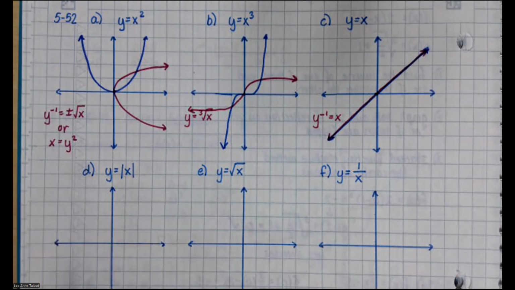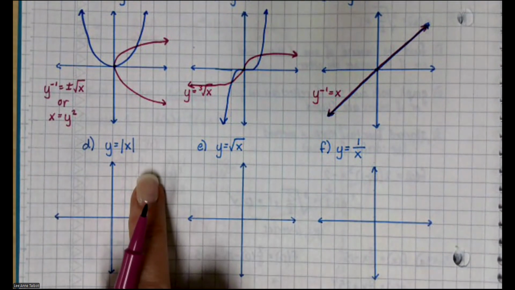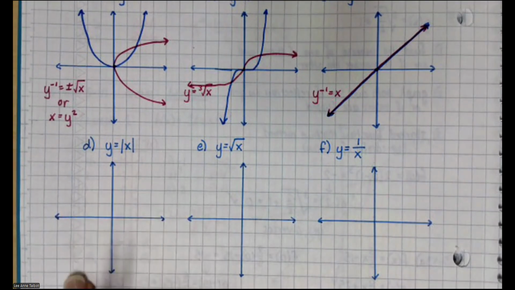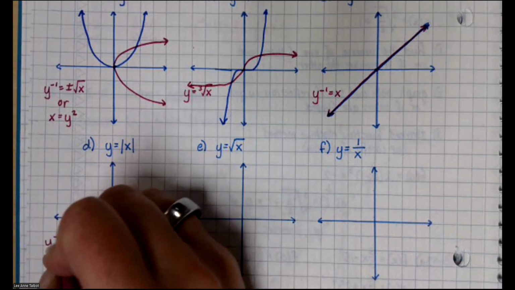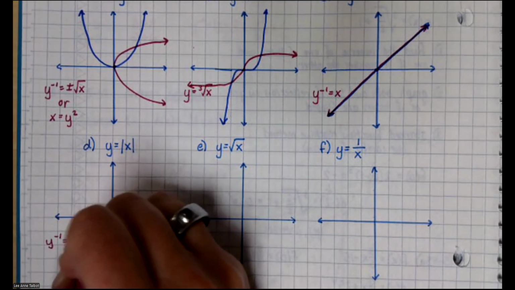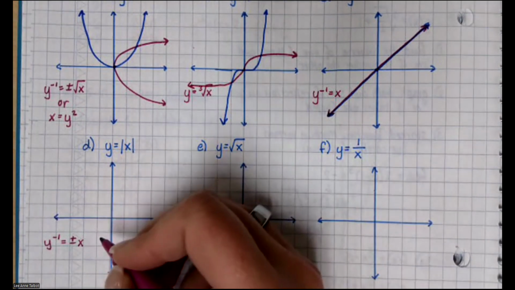Okay, now here's one that we don't really do that much, because we have to do a piecewise situation for the inverse. But when we do absolute value equations, how do I tell you to undo them? Plus or minus of the constant side, right? Okay, so the inverse is plus or minus x.